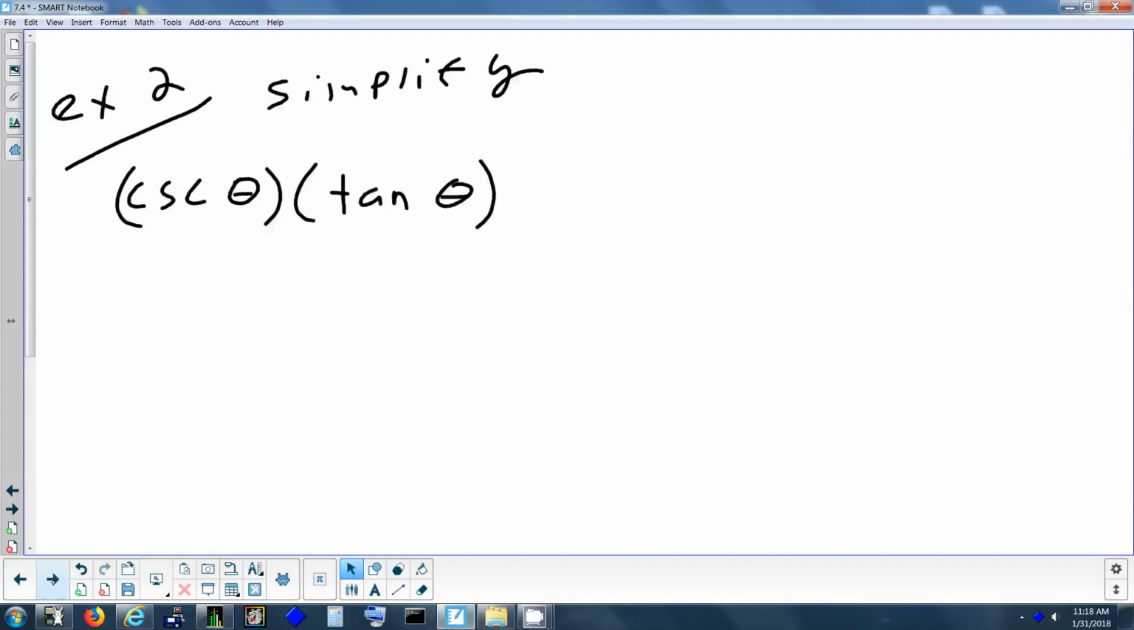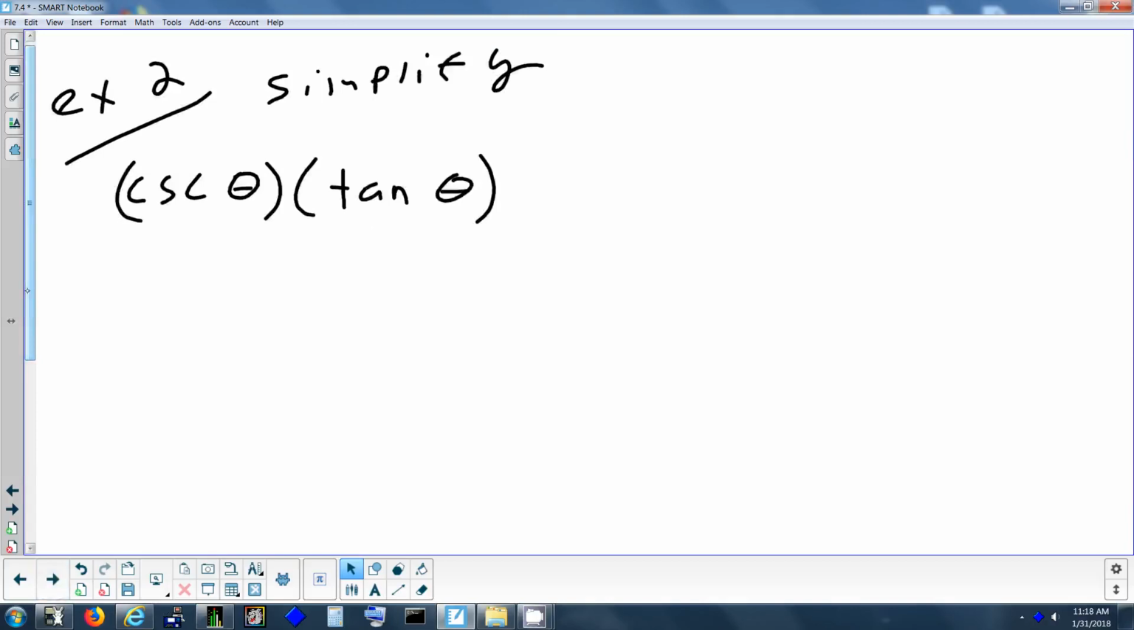Okay, let's try this one. Cosecant times tangent. Since the only trick we know so far is to change into sines and cosines, I haven't told you anything else yet. Let's try that. Dave, could you tell me what cosecant would be? 1 over sine. Yep. It's 1 over sine. Times. And how about tangent?